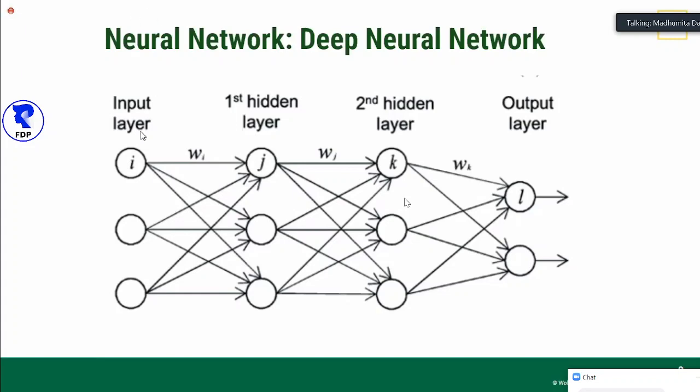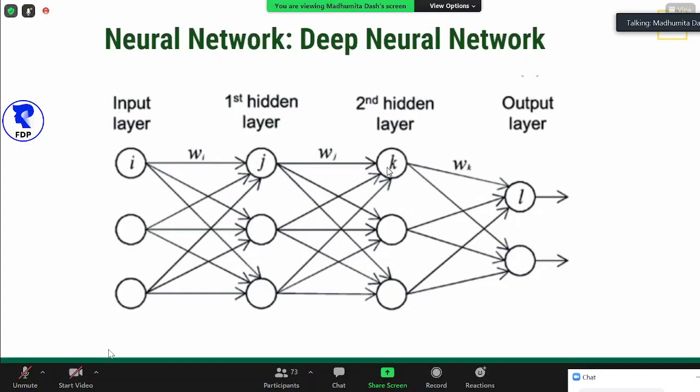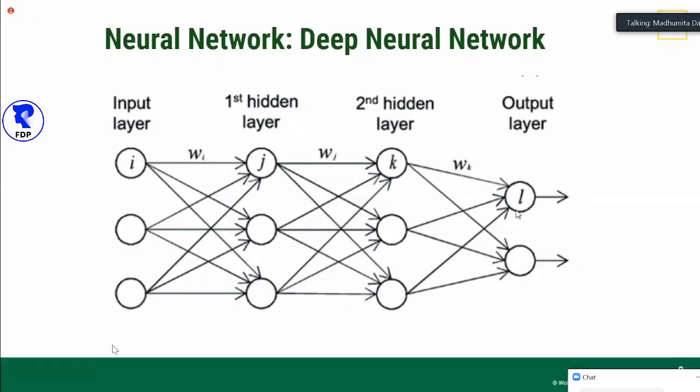So in this case, you have an input layer and you have 2 hidden layers. So you will have 3 sets of weights: one from input layer to hidden layer, then hidden layer to the second hidden layer, and then finally the last layer to the output layer. So you will have all these different kinds of weights and biases here.